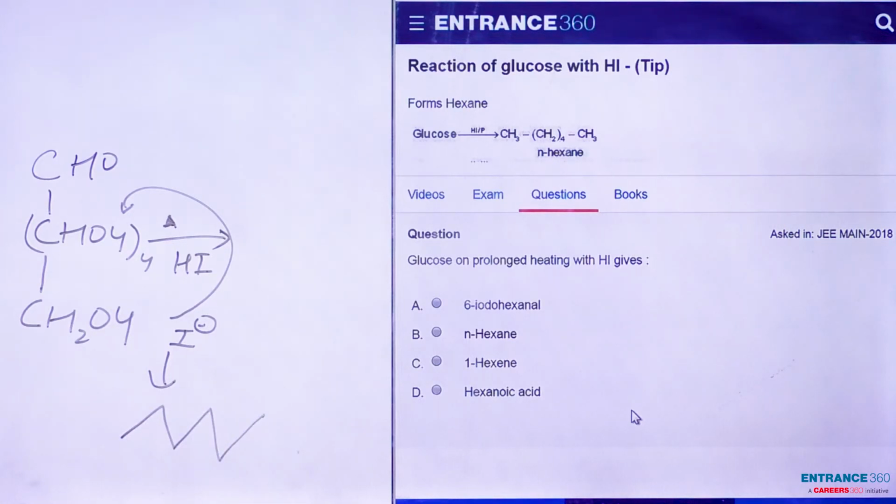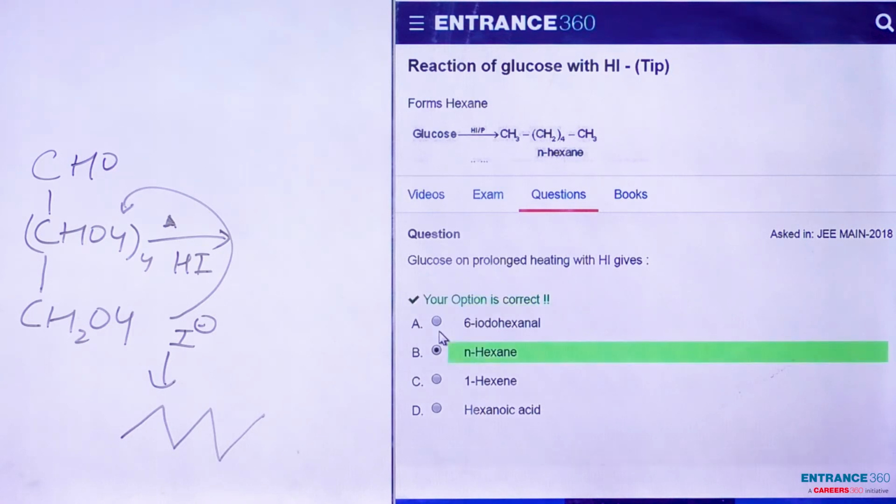This is a very basic and interesting question and you can find it directly in the NCERT also. So the right answer is n-Hexane.